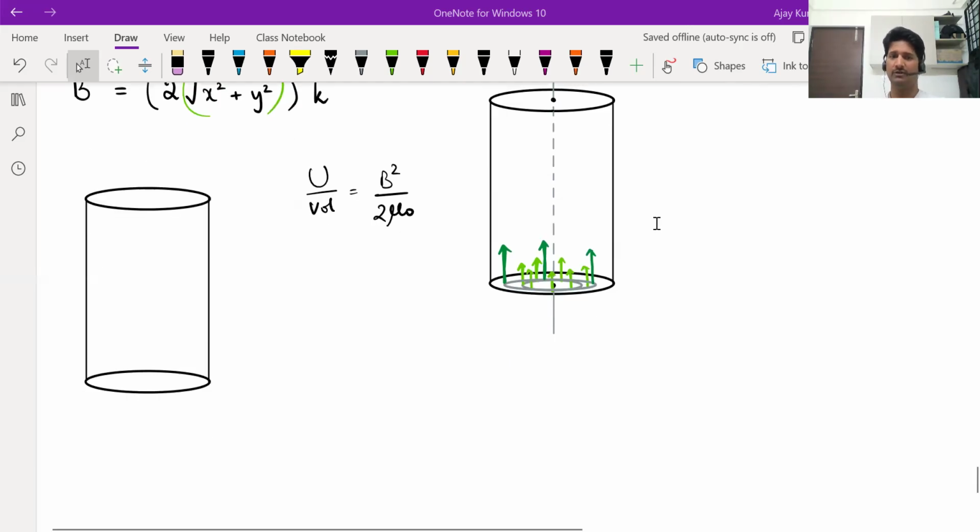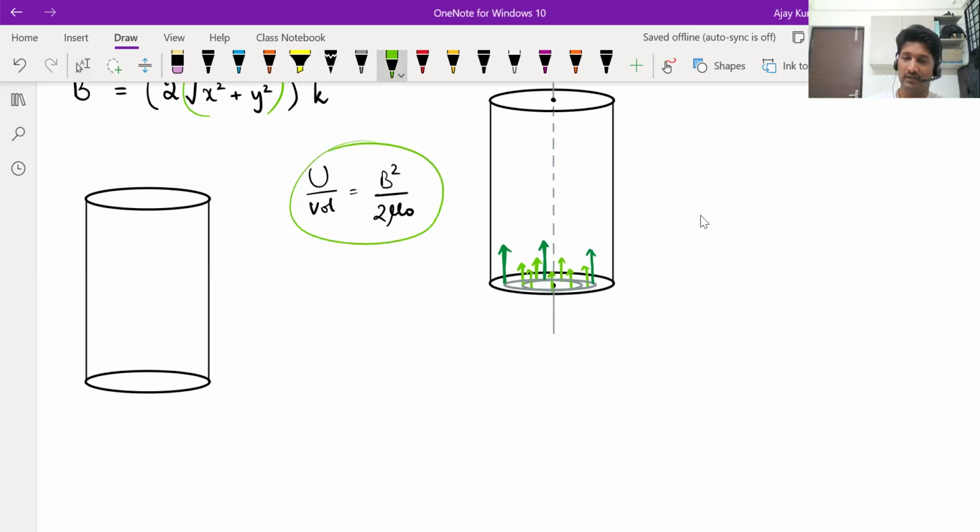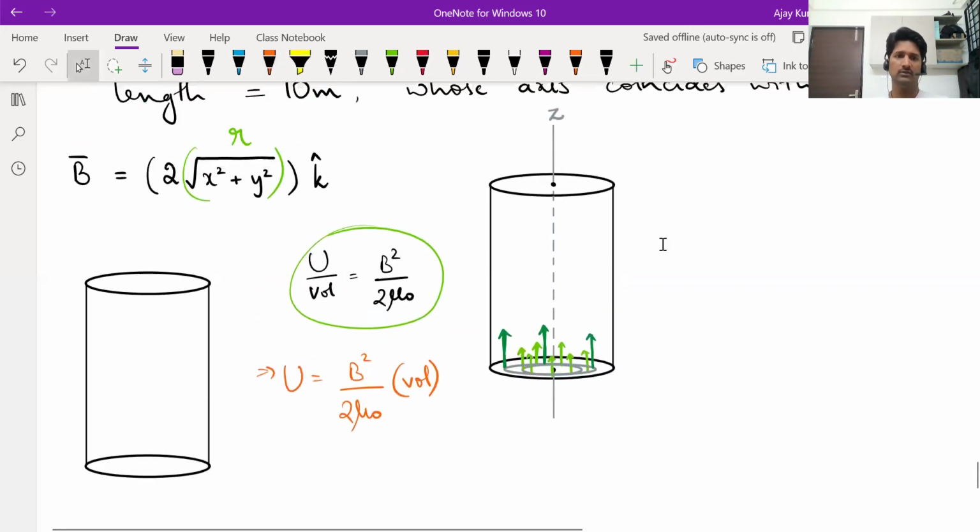And if field is uniform, you can use this formula to find out the energy in that volume. If you can identify a volume over which the field is uniform, then you use this formula and multiply with the volume, you will get the energy. Energy per unit volume is this much. That means energy is B square by 2 mu naught multiplied with that volume over which the field is B. Okay. And here, according to the equation, the magnetic field varies with distance from the z-axis.